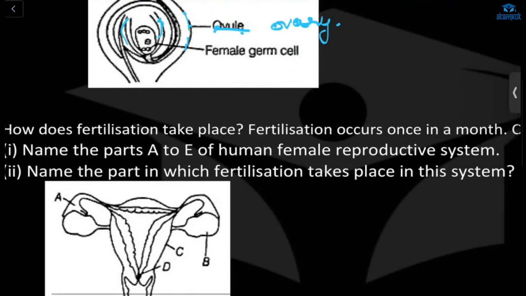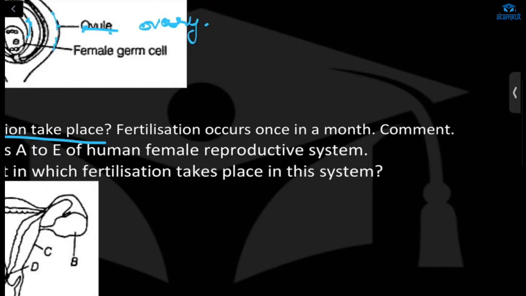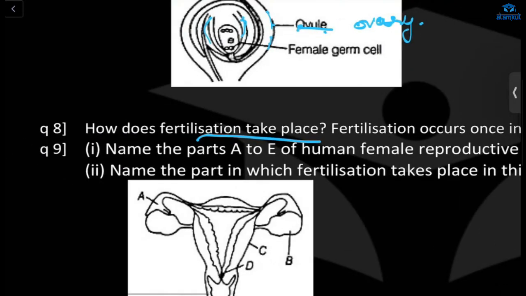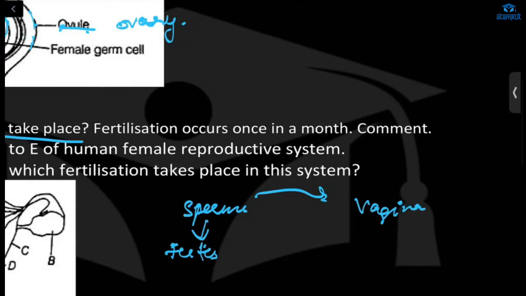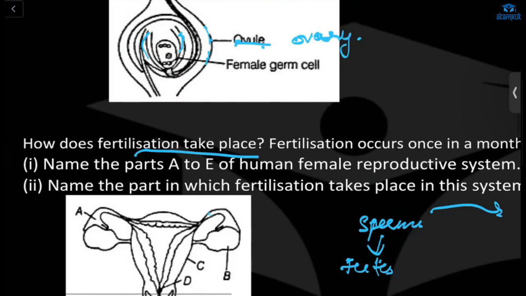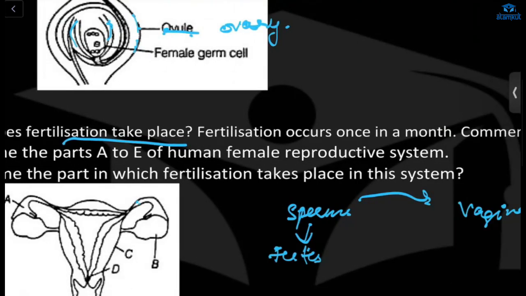Quick question. How does fertilization take place? The sperm produced in the testis are introduced into the vagina during sexual contact. And they go to the fallopian tube, where there will be fusion of the gametes, sperm and ova. Fertilization occurs once in a month because the ovary releases only one mature egg every month during the menstrual cycle.